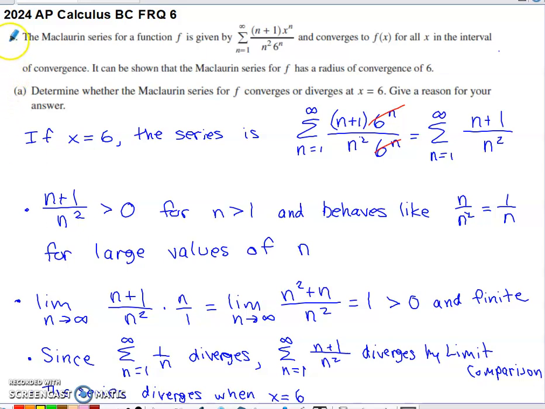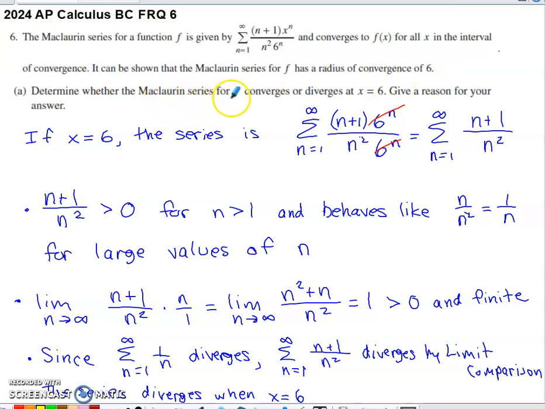So this video will discuss number 6 from the 2024 AP Calc BC free response set. And the BC test always has a series problem in position 6, and that is no different here. So they present us a Maclaurin series for the function f given by this function here. It converges to f of x for all x within the interval of convergence. And we also know that the radius of convergence for this relationship is 6.